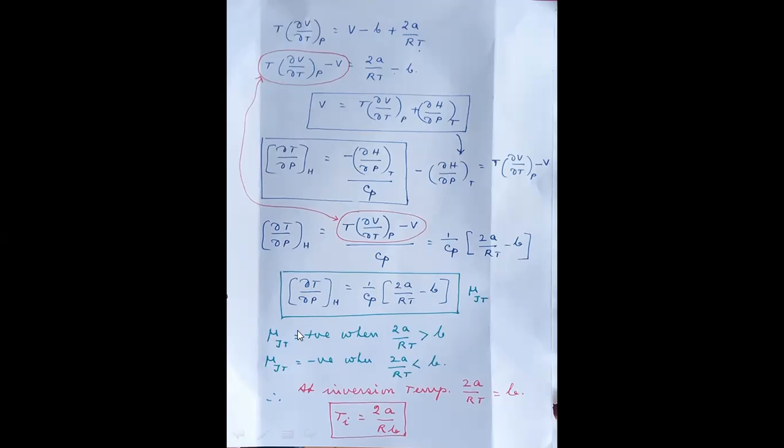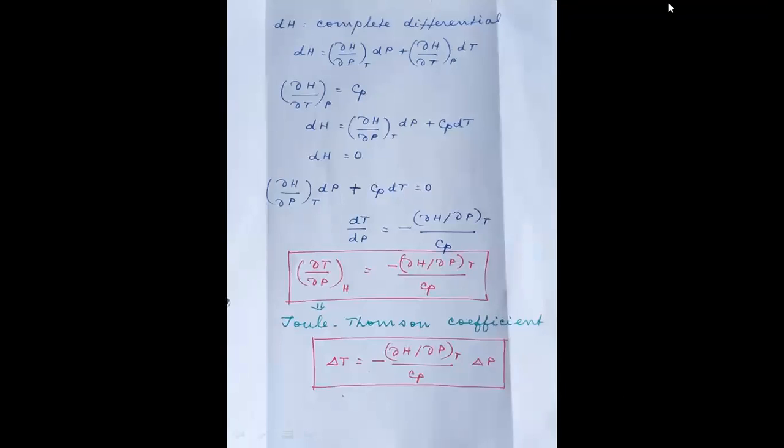What happens now? The Joule Thomson coefficient becomes positive when 2A by RT is greater than B. The Joule Thomson coefficient becomes negative when 2A by RT is less than B. At the inversion temperature, exactly at a temperature where the Joule Thomson coefficient becomes 0, is the condition where 2A by RT is equal to B. So I can write that temperature, which is called the inversion temperature Ti, which is equal to 2A by RB. So with this, we come to the end of the presentation.